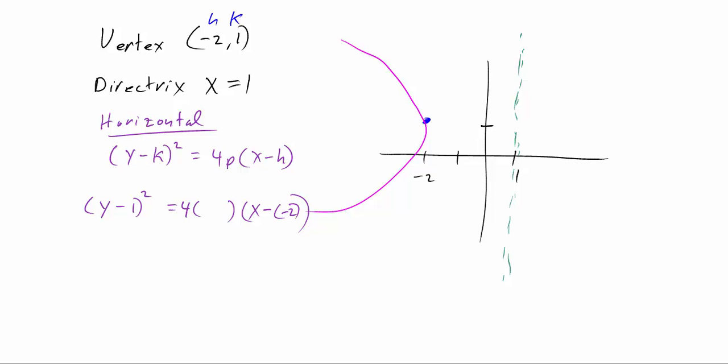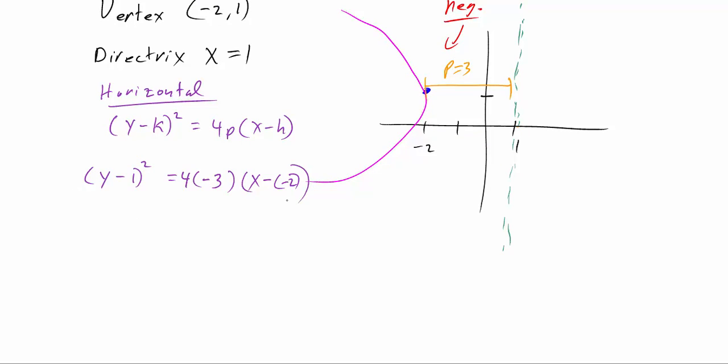Well, the value of p is going to be the distance from the vertex to the directrix. And we can simply count here. We're going from negative 2 to a positive 1, so we could subtract. We would have 1 minus a negative 2, which we would end up with this being a distance of 3, or we can simply count 1, 2, 3. And because the parabola is opening to the left, we know that it's going to be negative. So therefore, we would substitute in a negative 3 for the value of our p.